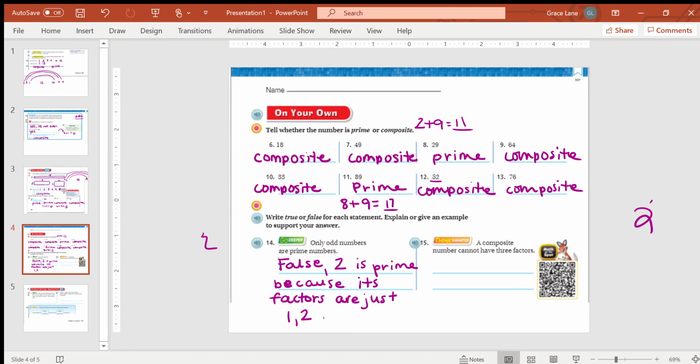Number 15 says a composite number cannot have 3 factors. So usually, for example, factors for 6, numbers that make 6 are 1 and 6, 2 and 3. Usually composite numbers have more than, and they're asking about 3 factors, but can you think of any numbers that have just 3 factors?